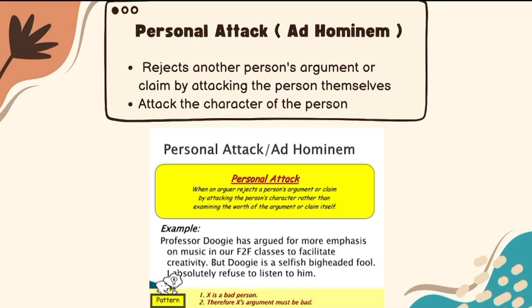Here is an example. Professor Duggie has argued for more emphasis on music in our F2F classes to facilitate creativity, but Duggie is a selfish, big-headed fool. I absolutely refuse to listen to him. X is a bad person, therefore X's arguments must be bad.